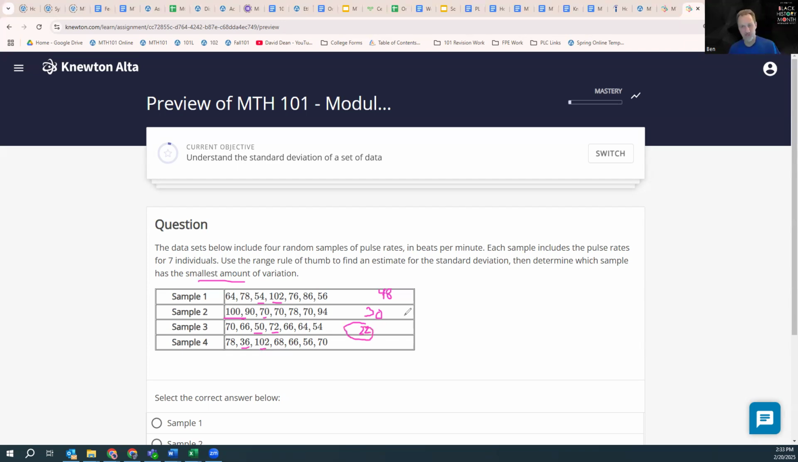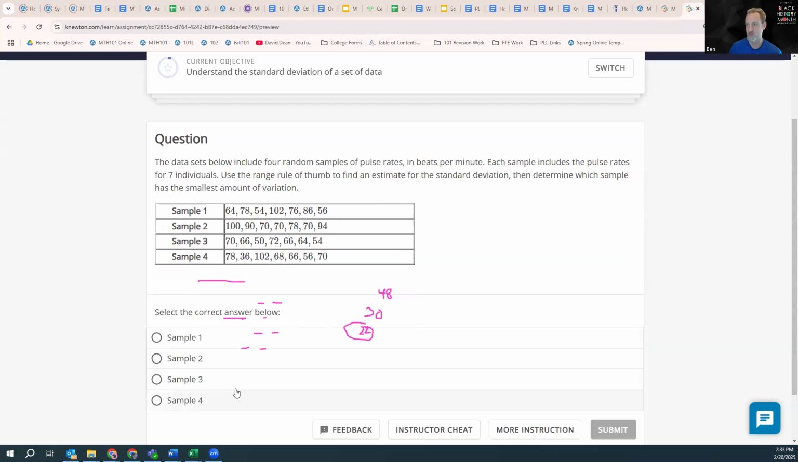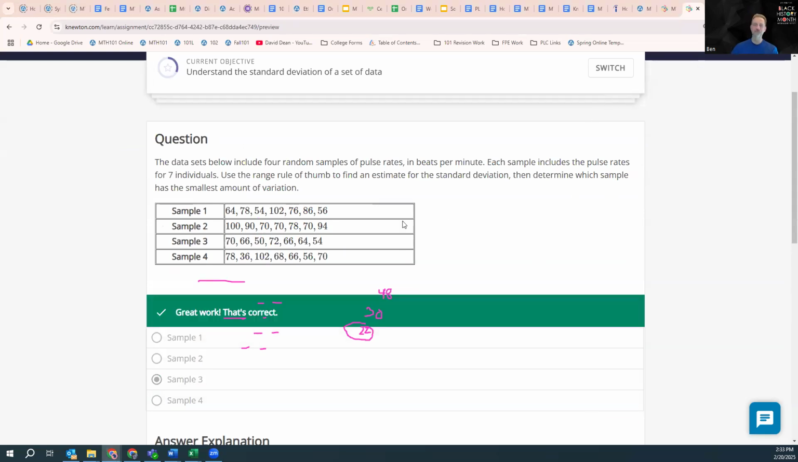Range and standard deviation are measures of spread. So I can use that as a stand-in to give me a concept of the smallest amount of variation. I'm picking sample 3. All right.